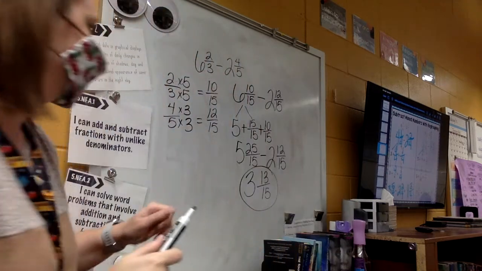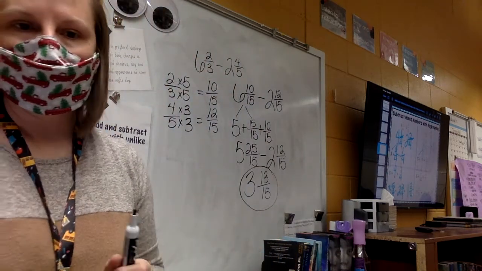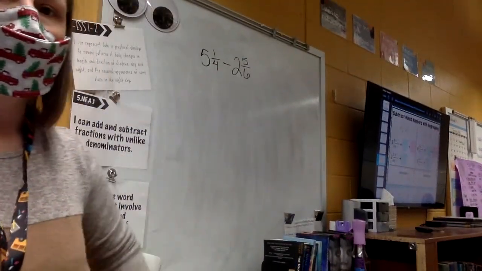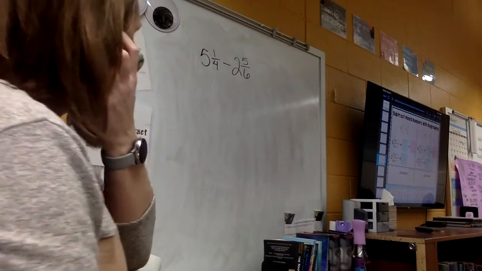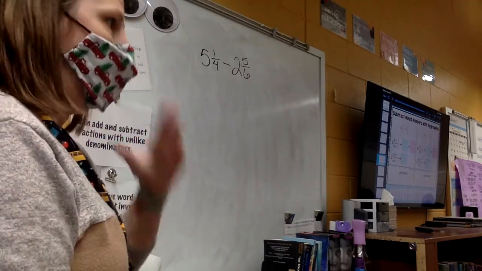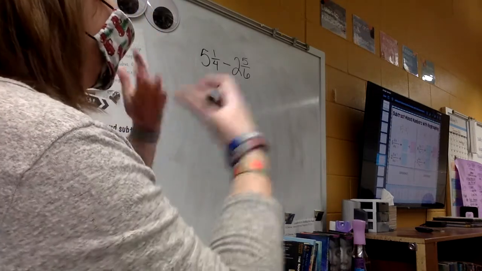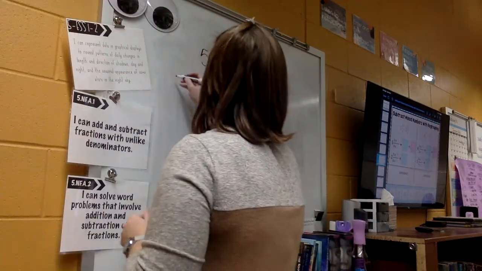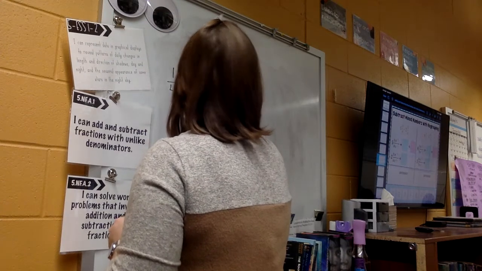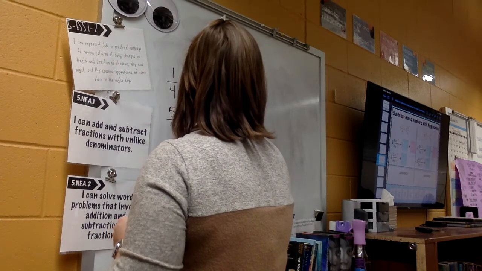Wait. But you put 25/15, that's impossible. Now 5 and 1/4 minus 2 and 5/6. My common denominator will be 12. So let's do that part first.